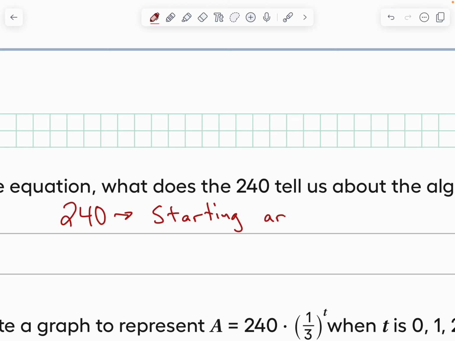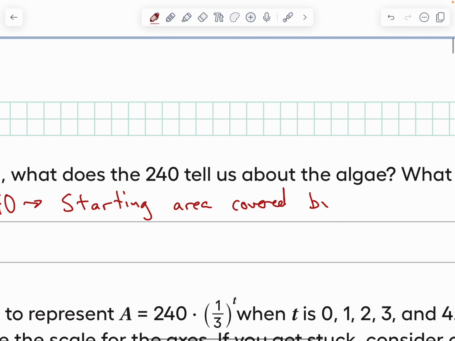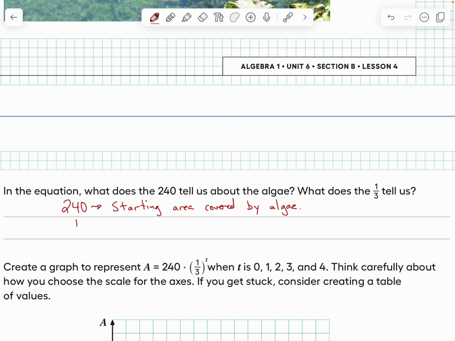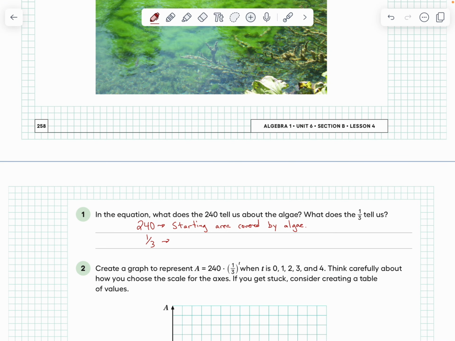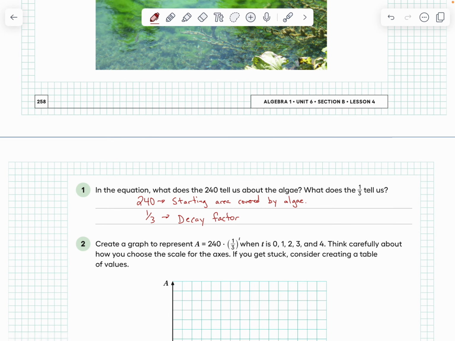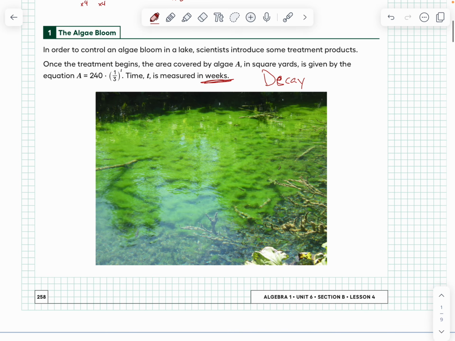It's the starting area covered by algae, which means the 1/3. Okay, that is our decay factor, which is what it's being multiplied by. So basically, every week, a third of that algae goes away.